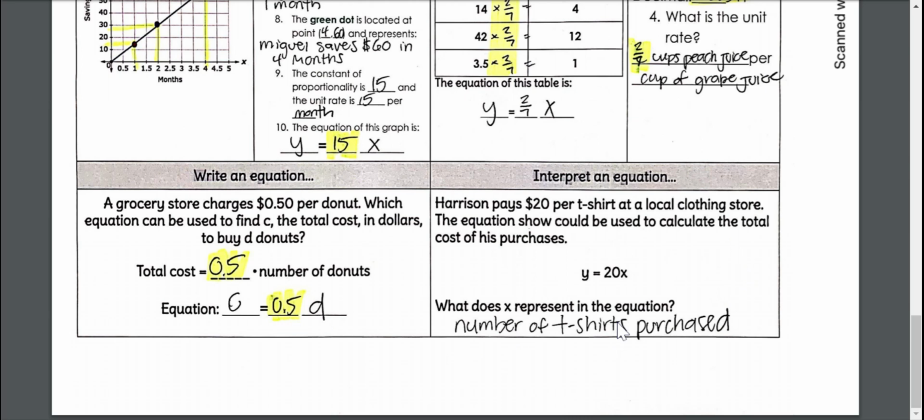The last question says, Harrison pays $20 per t-shirt at a local clothing store. The equation shown could be used to calculate the total cost of his purchases. What does X represent in the equation? So here we see Y is going to be the total cost. The total cost is equal to 20 times something. Well, it says it's $20 per t-shirt. So X is going to be the number of t-shirts purchased.